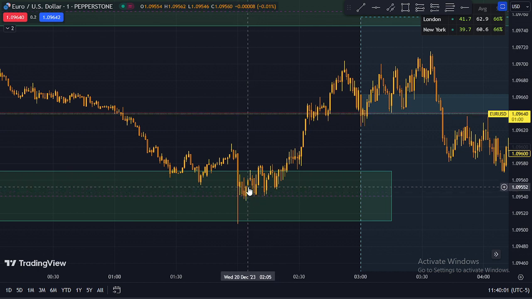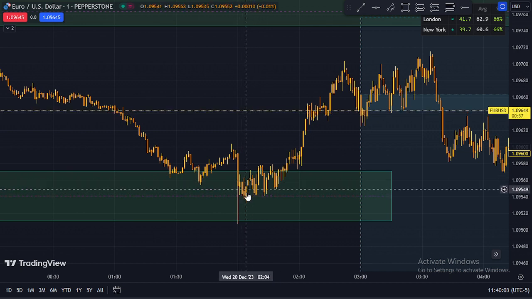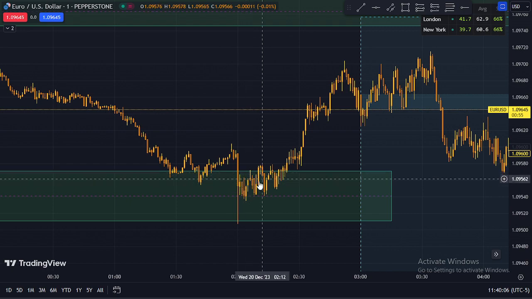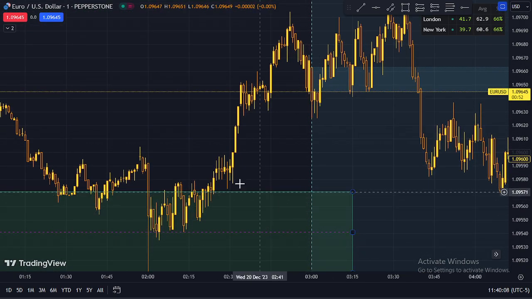We had a market structure shift right here. As you can see, we had this swing high. Let me zoom in.